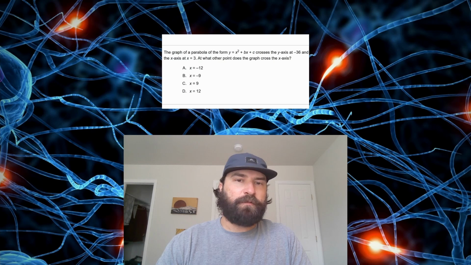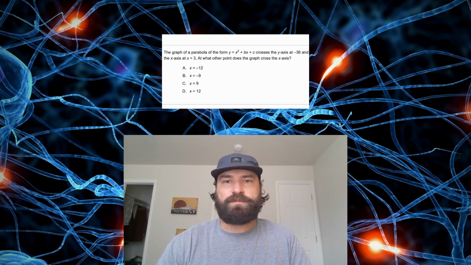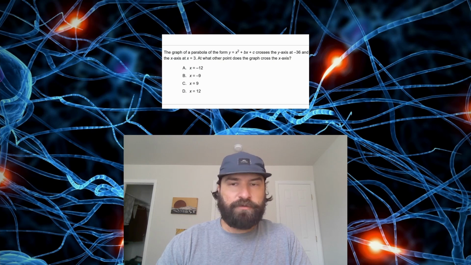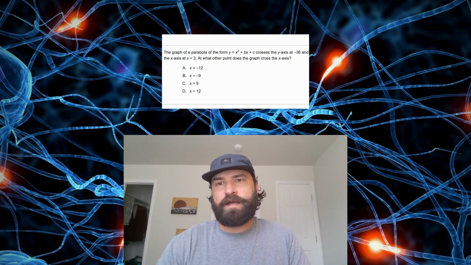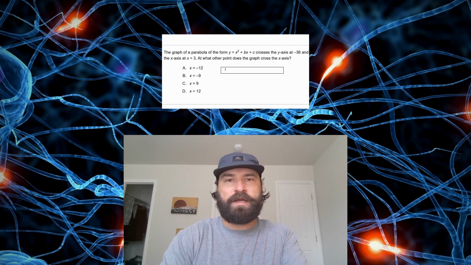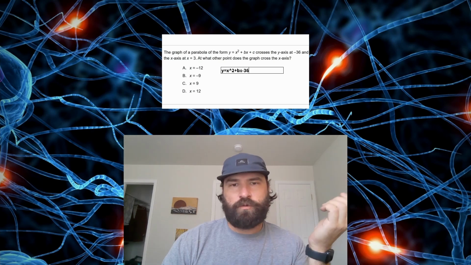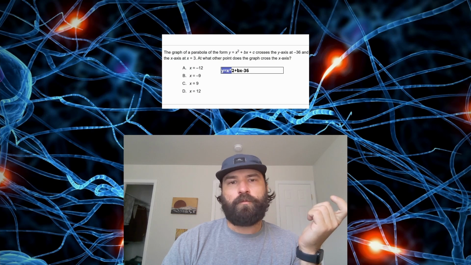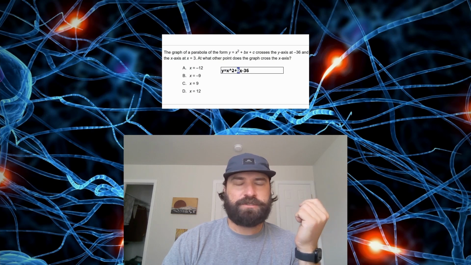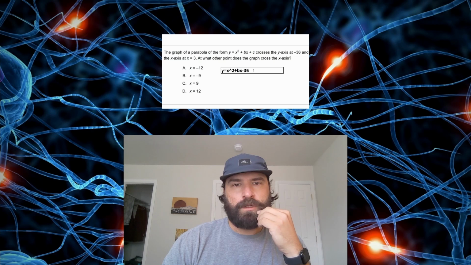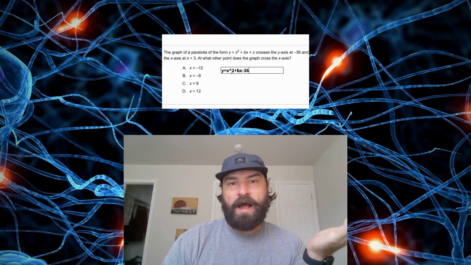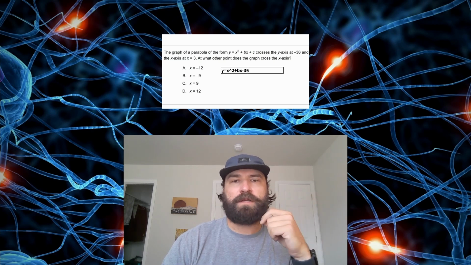Well, this is a standard form of a parabola, y equals x squared plus bx plus c. And the c value is our y-intercept, and they're telling us our y-intercept crosses the y-axis at negative 36. So right off the bat, we can plug in a c value into this equation. So that's going to give us y equals x squared plus bx minus 36. Typically equations only have y's and x's, but we still have a b in this equation. So it would be nice to know what the b value is, and we can find that by plugging in values for x and y and then solving for b.